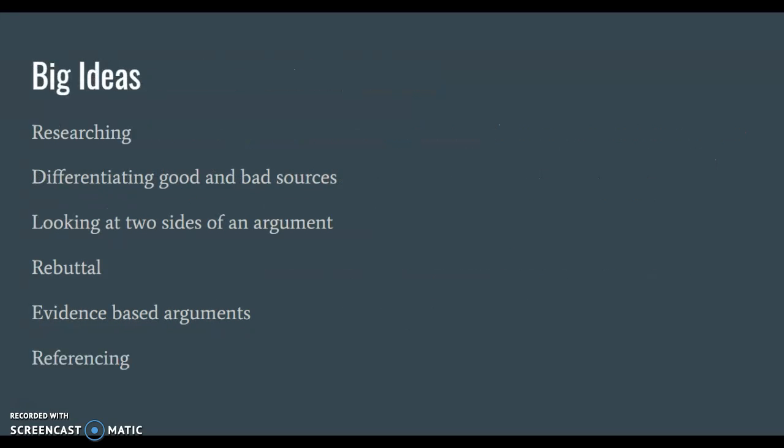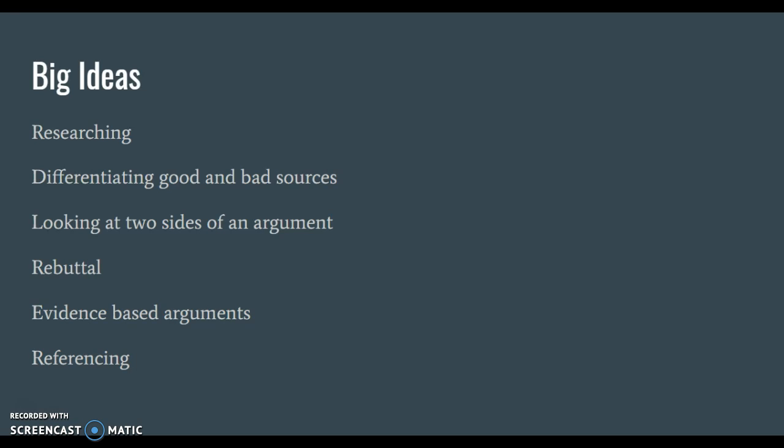The big ideas that they will be gaining from this are understanding a lot about researching, the different techniques of researching, why we research and how to research. Differentiating good and bad resources, which is a huge part of researching itself. Looking at 2 sides of an argument; it's very important that students appreciate that there are 2 sides of an argument as they grow up. Obviously, younger children are always quick to defend their own rather than to think of the other side of the argument.